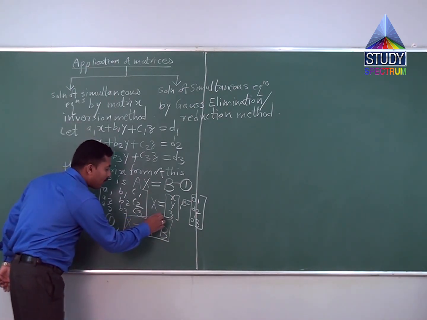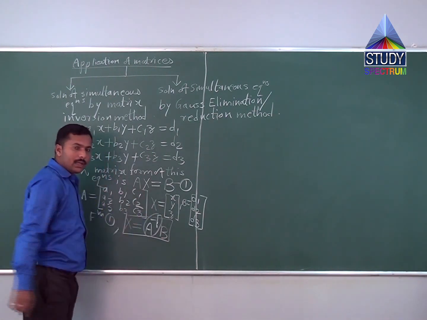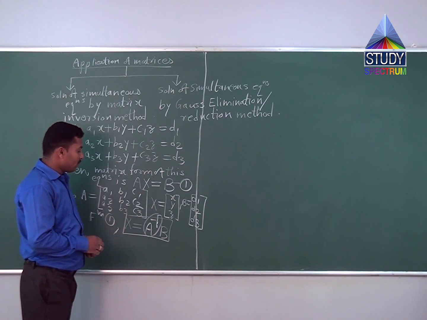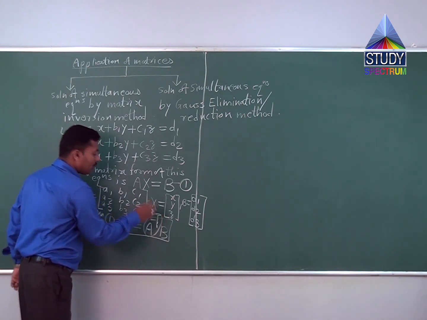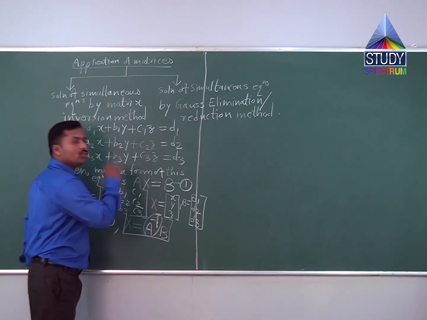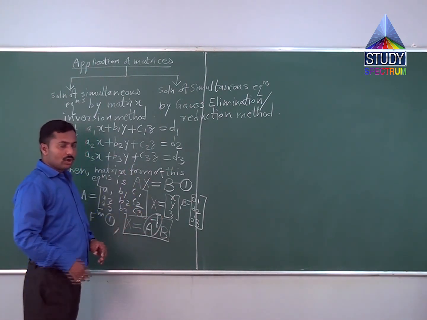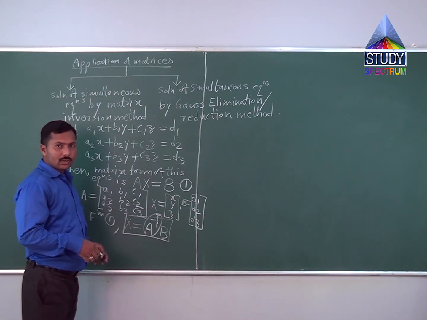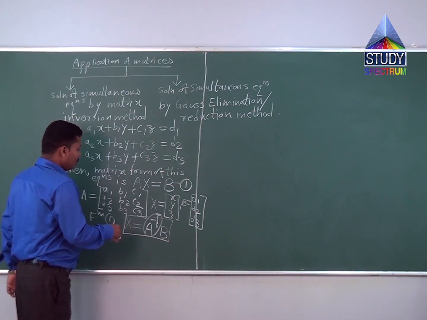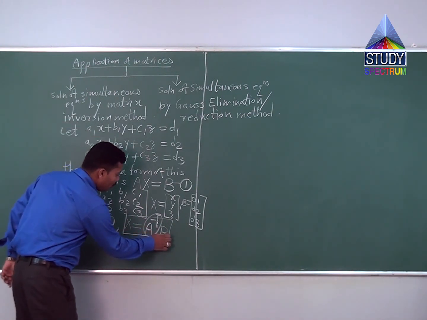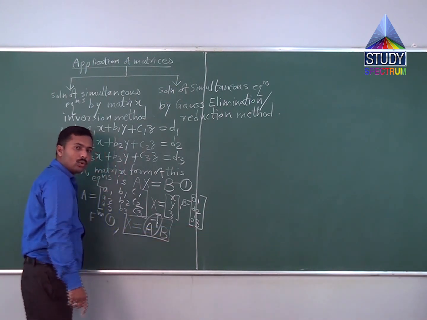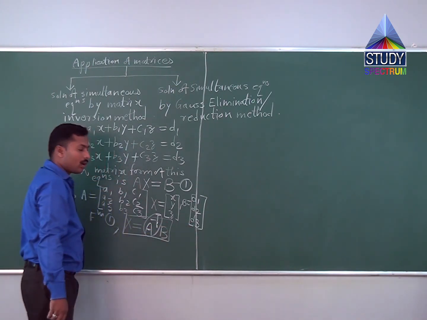We can find this A inverse by any method, by adjoint method or row transformation method, but mostly we use the adjoint method. If not mentioned, then we use the adjoint method. Here it is A inverse into B. B is a column matrix, so this answer is also a column matrix.